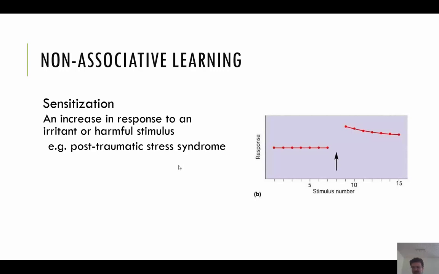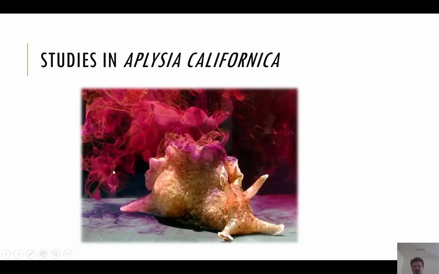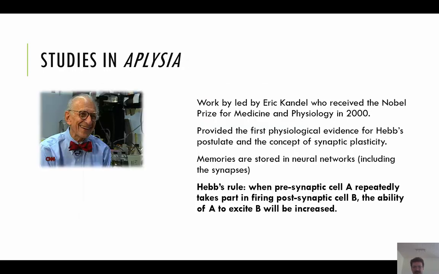Now, the reason we've looked at these two examples is because there's been a great deal of work exploring these types of simple memory in the sea snail Aplysia californica. The reason we study this sea snail is because it has a very interesting nervous system. It's a simple nervous system, but some of the neurons are very large. The person who pioneered a lot of the work on Aplysia was Eric Kandel, who received a Nobel Prize for Medicine and Physiology in the year 2000. He was the first person to be able to prove something called Hebb's postulate.